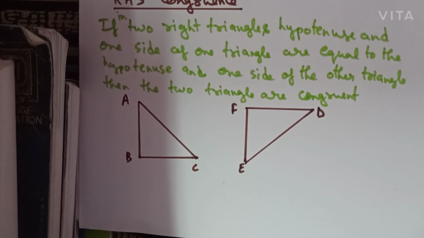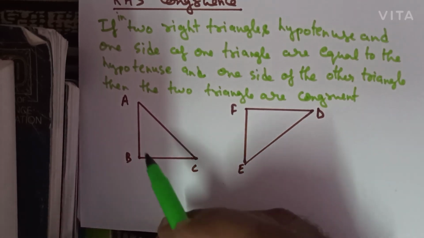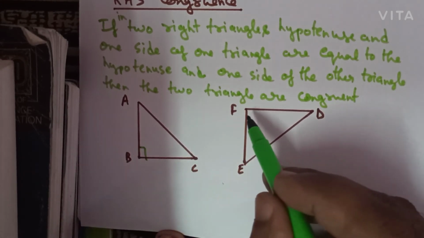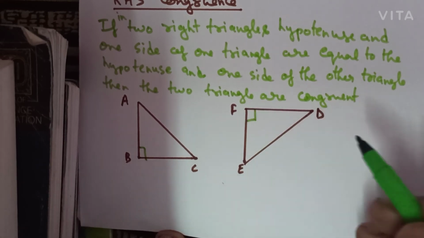It states that if in two right angle triangles the hypotenuse and one side of one triangle are equal to the corresponding hypotenuse and one side of the other triangle, then the two triangles are congruent. So first of all, if you are proving RHS congruence, the two triangles must be right angle triangles. Like here I have drawn triangle ABC, which is right angled at B, and triangle DFE, which is right angled at F.